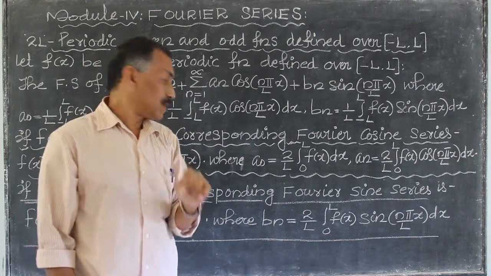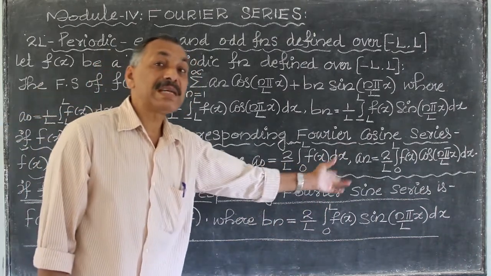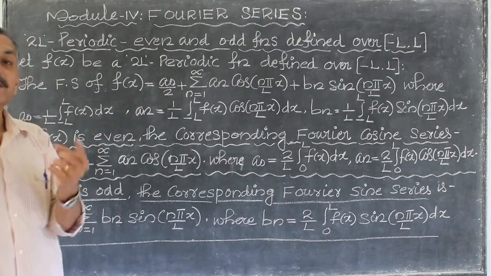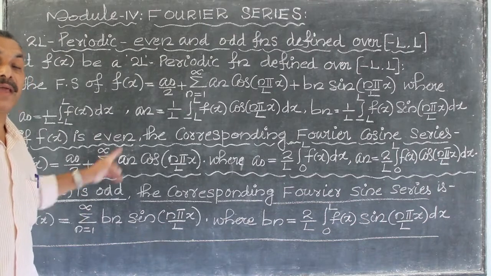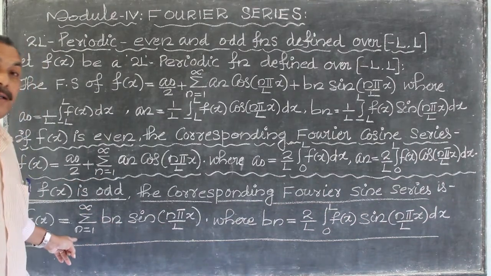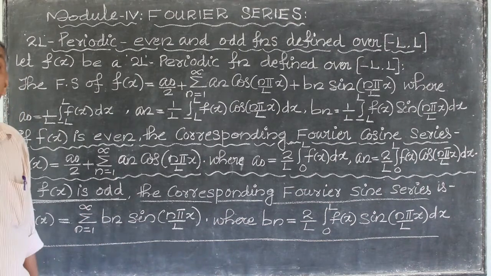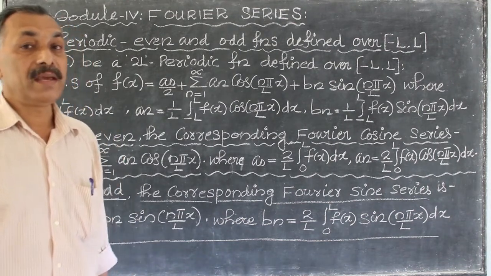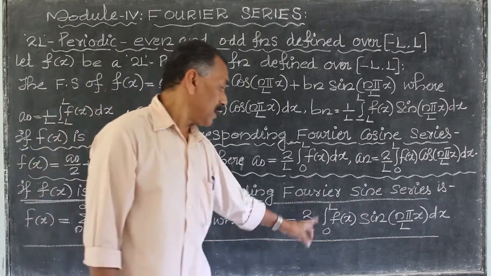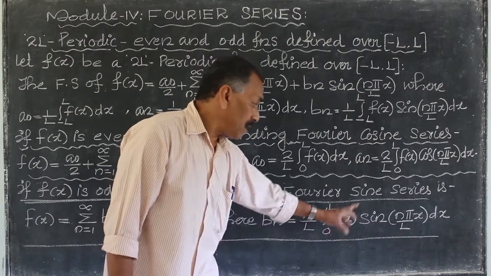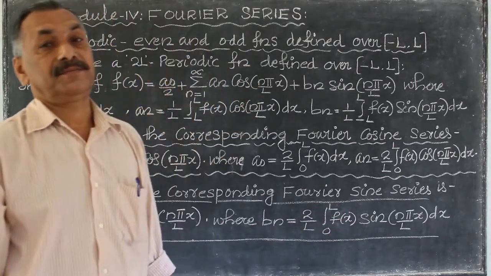So if f(x) is odd, the corresponding Fourier series is the Fourier sine series. The Fourier sine series is given by f of x equal to sigma n equal to 1 to infinity bn sin n pi by l x. What is bn? bn is equal to 2 by l integral 0 to l f of x into sin n pi by l x dx.